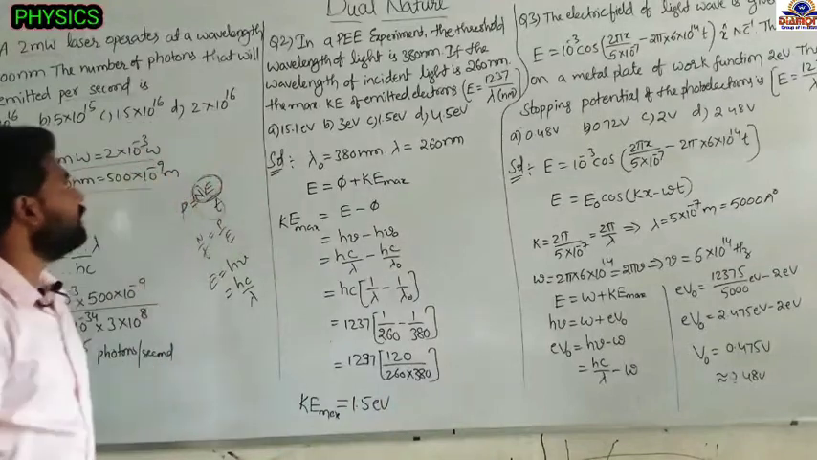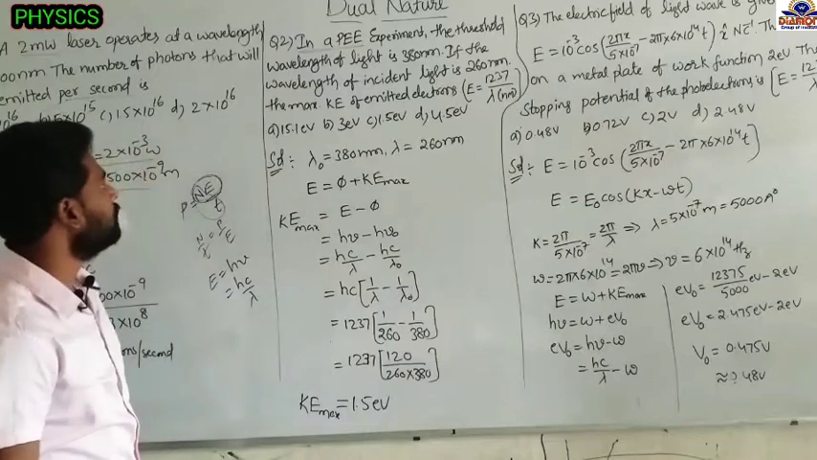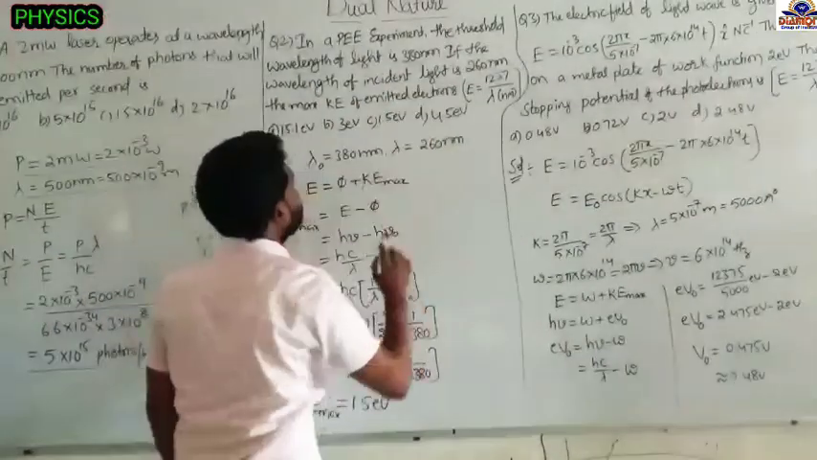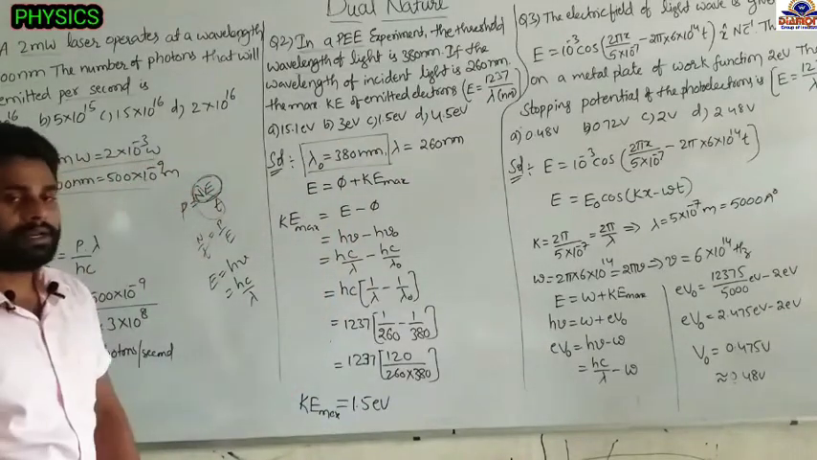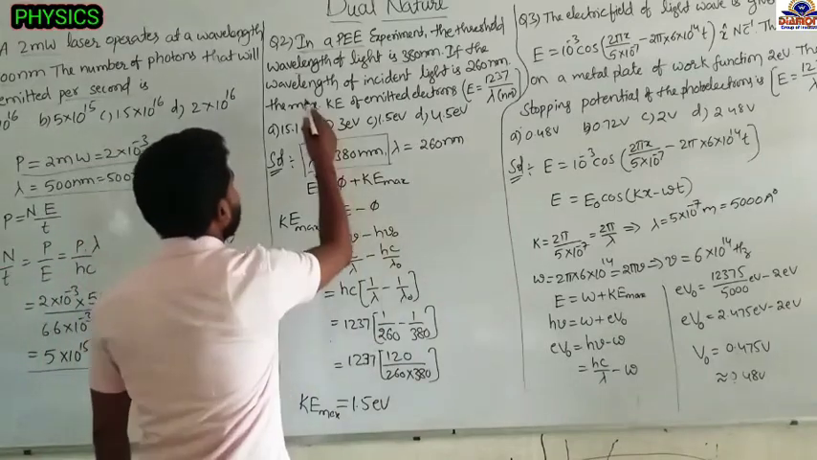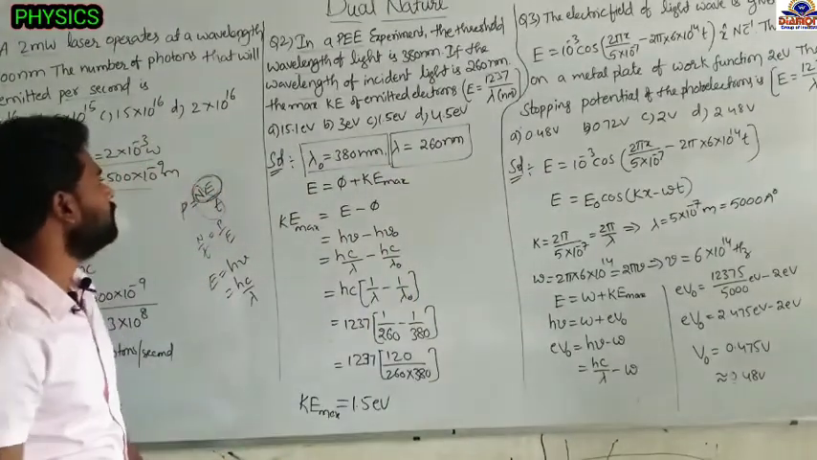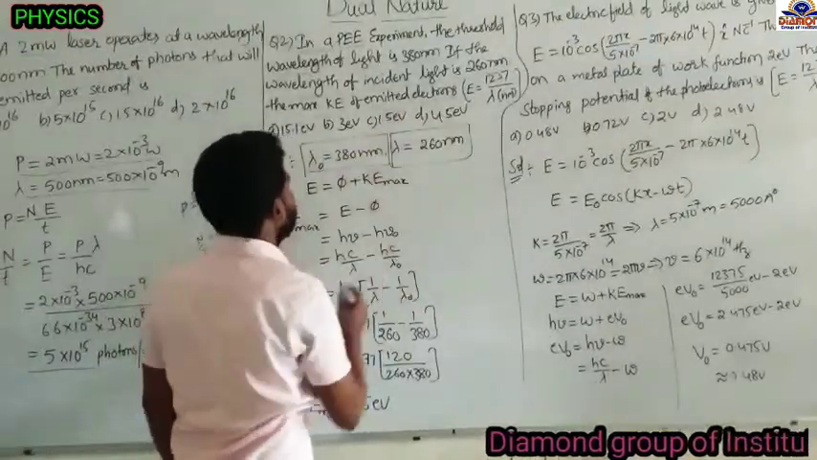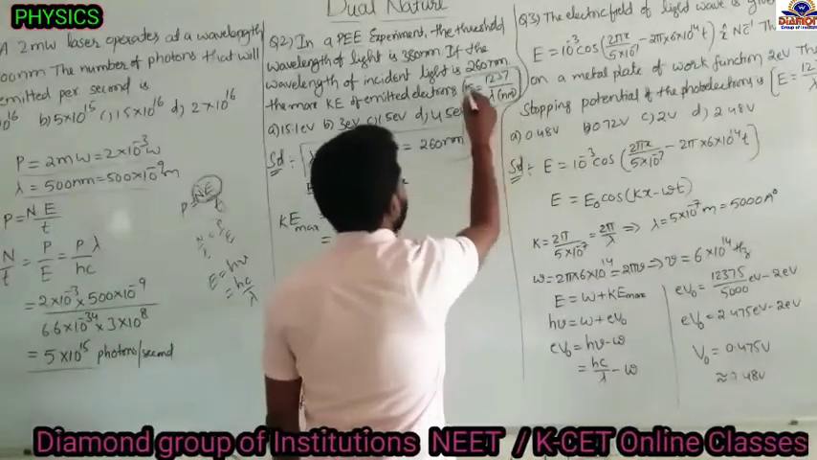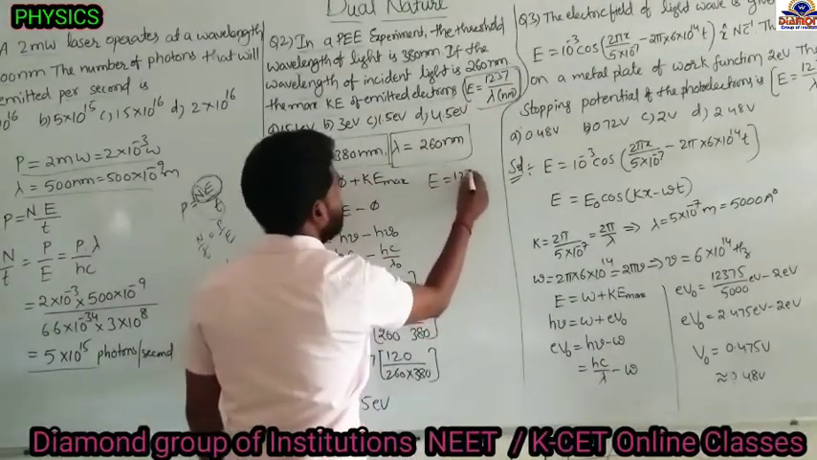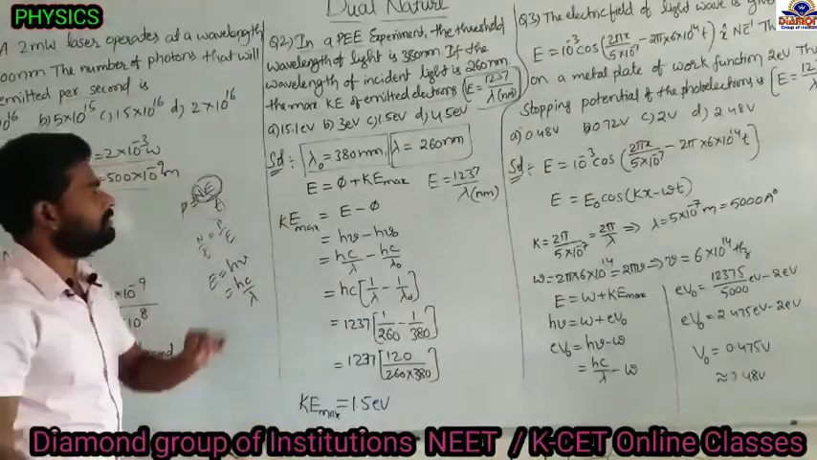Next question. In a photoelectric effect experiment, the threshold wavelength of light, lambda naught, is 380 nanometer. If the wavelength of incident light is 260 nanometer, the maximum kinetic energy of the emitted electron is, we have to find. The given formula is E equal to 1237 by lambda, where lambda should be in nanometers. This is the data they gave.